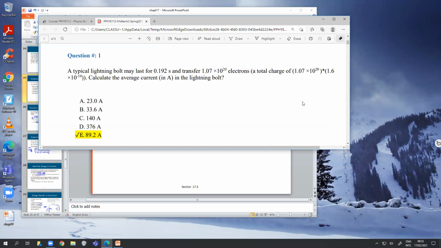The question is to find the current. Now, how do you do this? How do you get the current? Anyone want to answer this question? What is the definition of the current? Again, I asked this before.